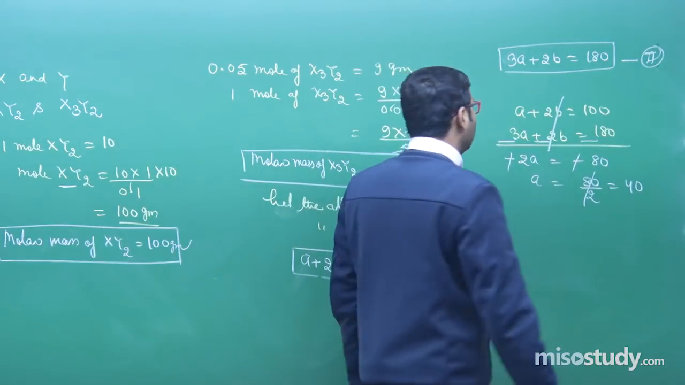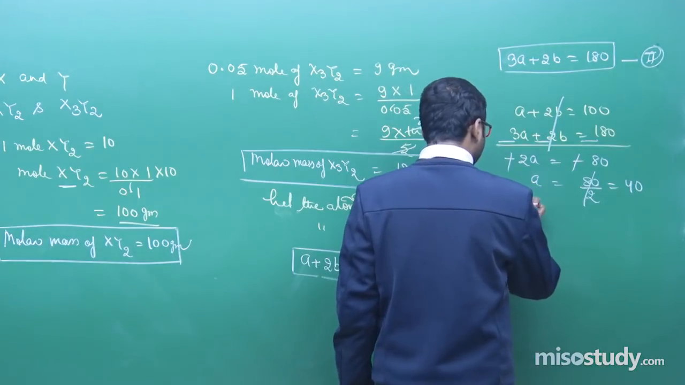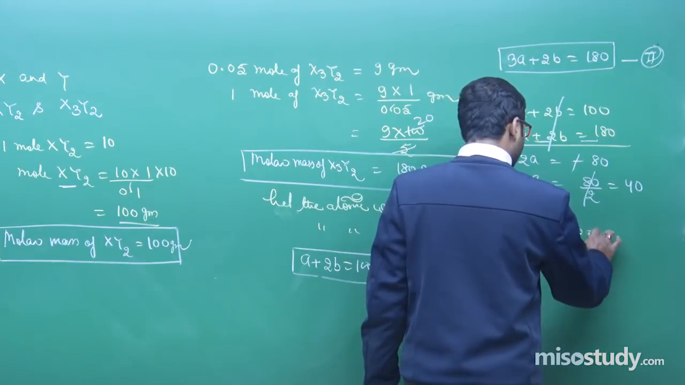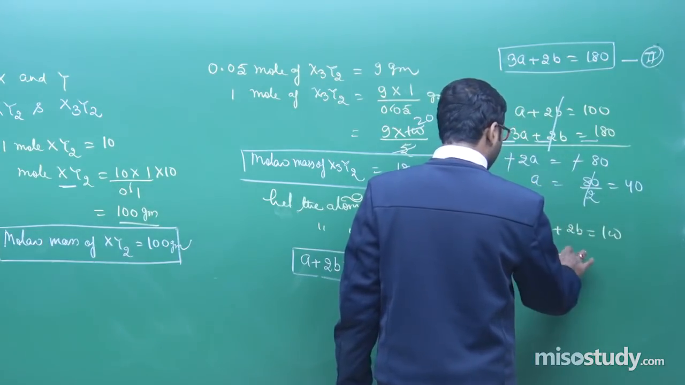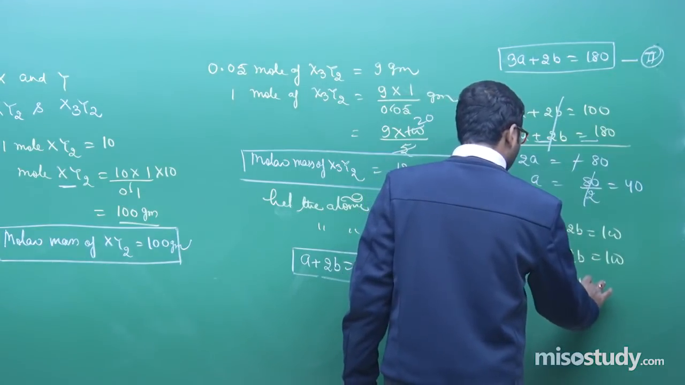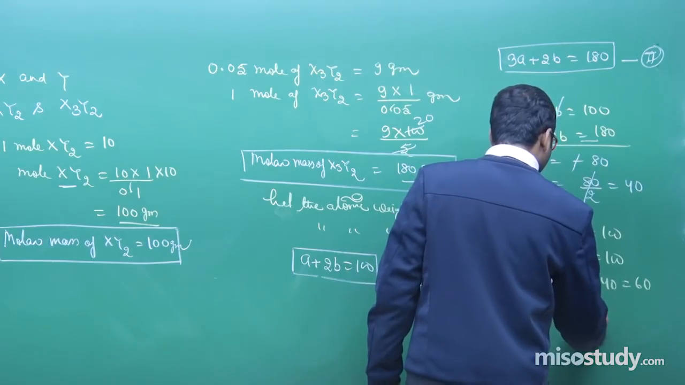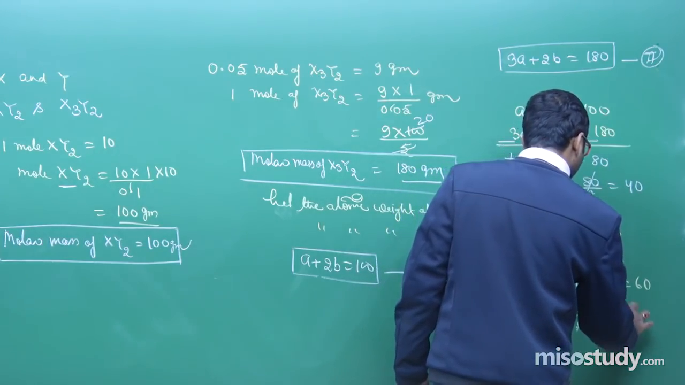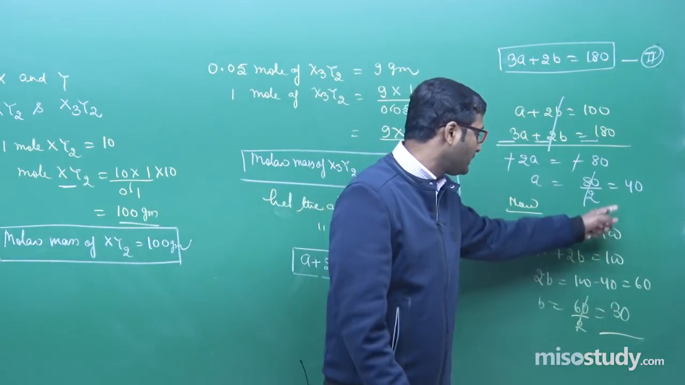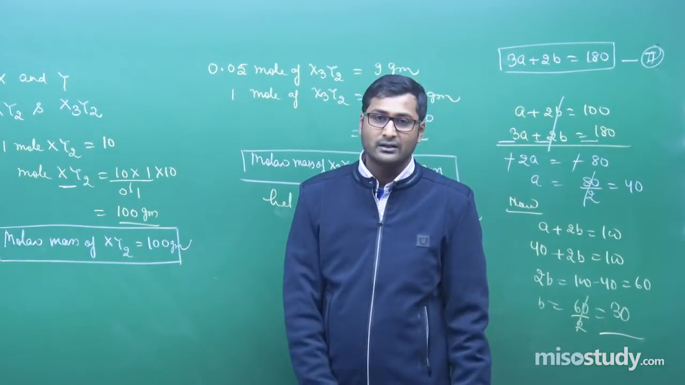Am I right? Yes. Now again, how to find the value of b? We know a plus 2b is equal to 100. Put the value of a: 40 plus 2b is equal to 100, so 2b is equal to 100 minus 40, is equal to 60, b is equal to 60 by 2, that will be equal to 30. So the atomic mass of X is 40 and the atomic mass of Y is 30. Not a lengthy question.